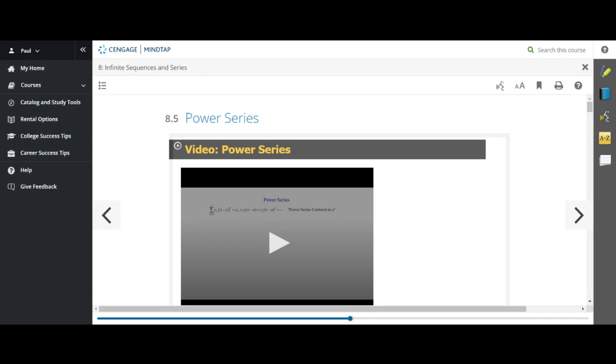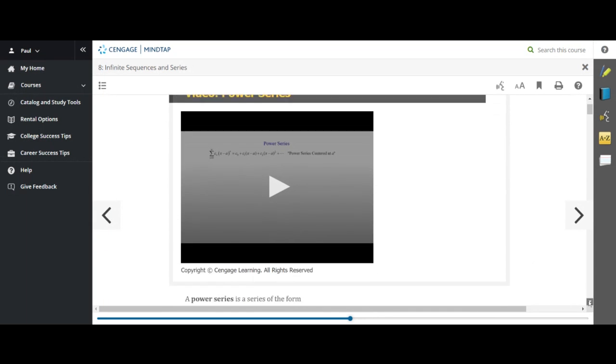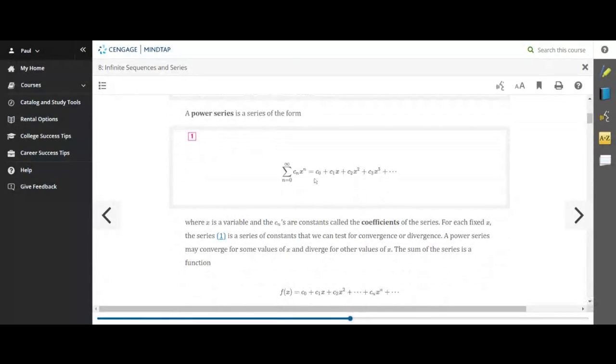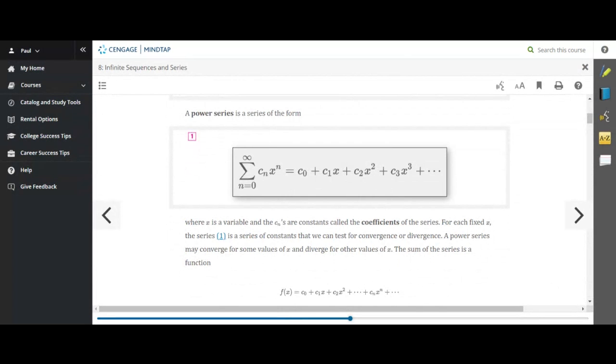applicable towards what's called an interval of convergence for a power series. Now, what's a power series? All right, let me show you. A power series is a series of this form. You have the summation where n equals 0 to infinity, where the terms of your series are given by coefficients c sub n times x to the nth power.